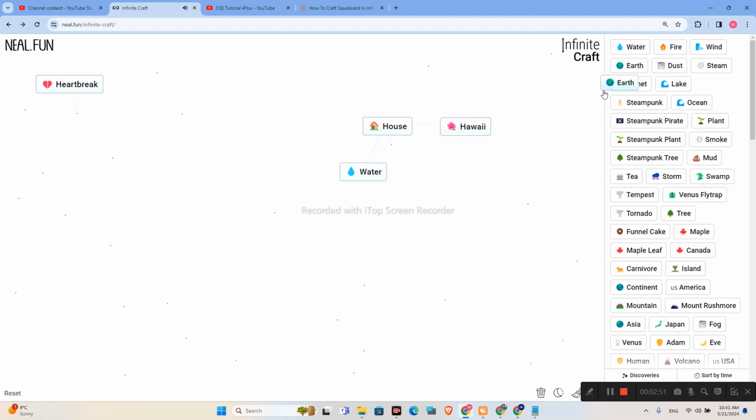Water plus earth, we have plant. Hawaii plus plant, we have pineapple. Pineapple plus house, we have pineapple under the sea. And pineapple under the sea plus ocean, we have SpongeBob.